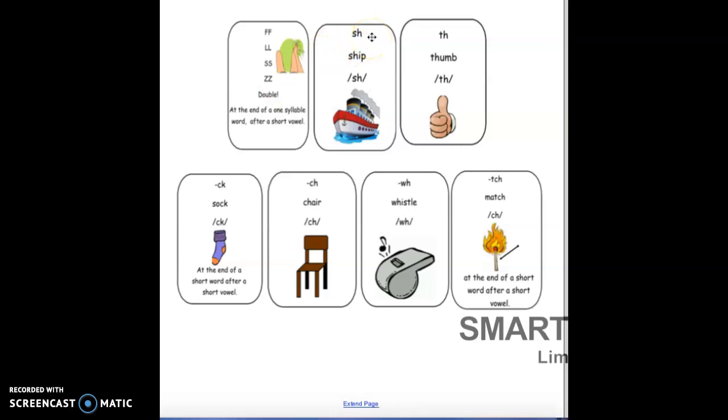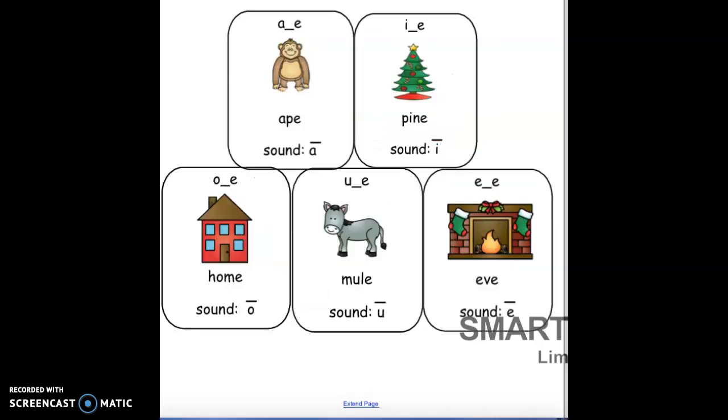SH, ship, sh. TH, thumb, th. CK, sock, k, at the end of a short word after a short vowel. CH, chair, ch. WH, whistle, w. TCH, match, ch, at the end of a short word after a short vowel.